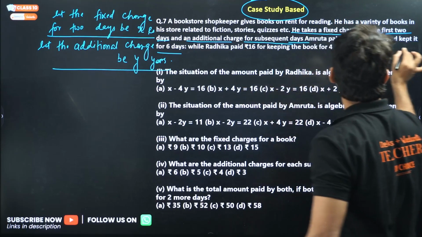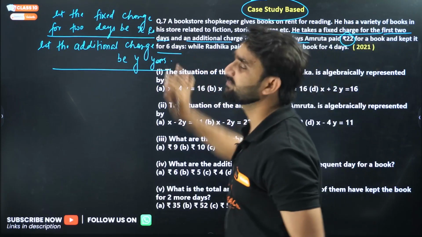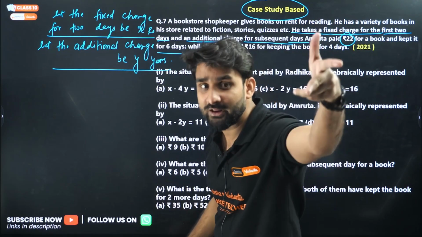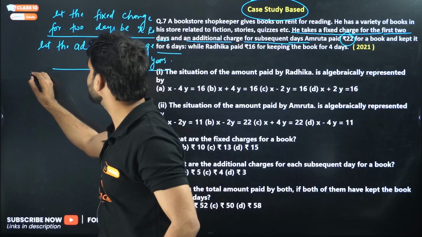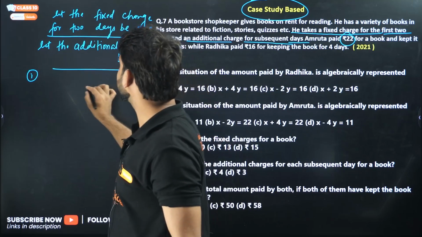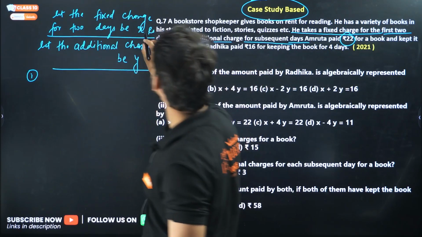Look, the amount paid by Amrita is 22 rupees and she kept the book for 6 days. So how many days are extra? Beyond that fixed charge, 4 days. So the equation will be, first, she has taken 6 days. So 6 days is what? 2 plus 4. So for 2 days, x rupees is fixed.